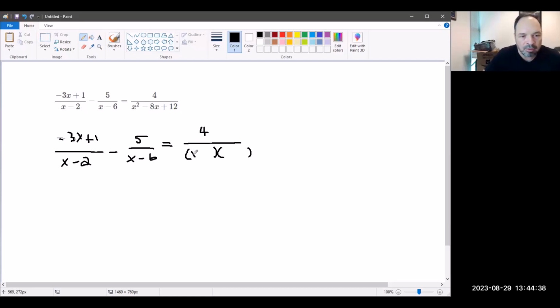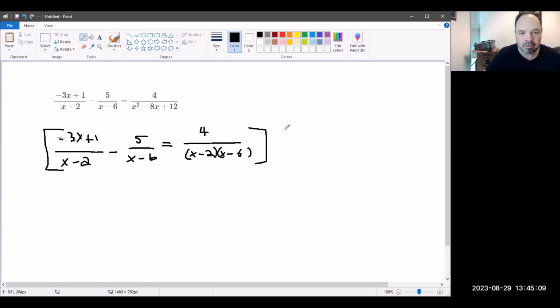So definitely I have an x here. And the factors of 12 are 6 and 2. And also 6 plus 2 is 8. So I know for sure that indeed those are my factors for this trinomial.